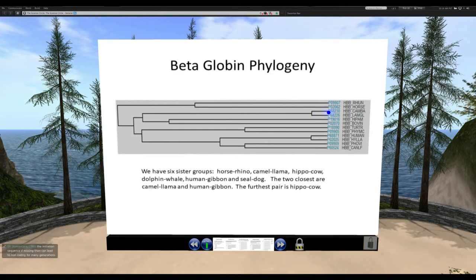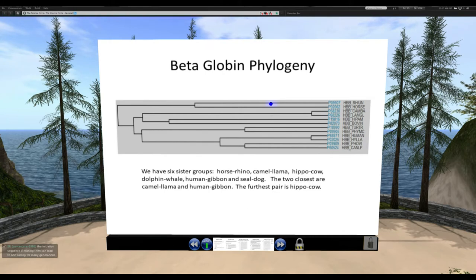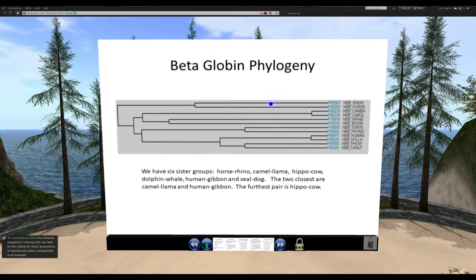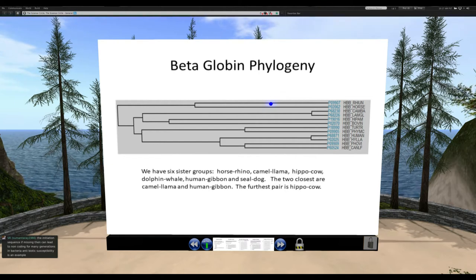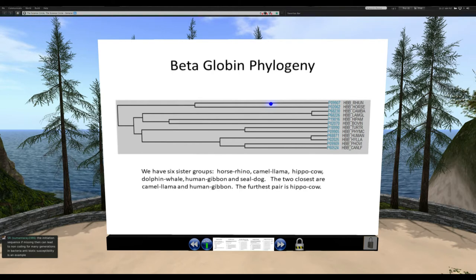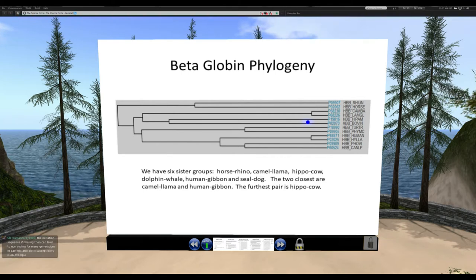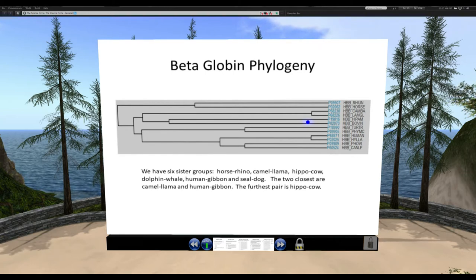So if you look at this difference between rhino and horse up here, you can see it's about six times as long as the one between humans and gibbons. And so there are about 12 amino acid differences between humans and horses. And then the most distantly related pair is hippos and cows, which is here. All right, so these are all due to mutations that produced an amino acid change.